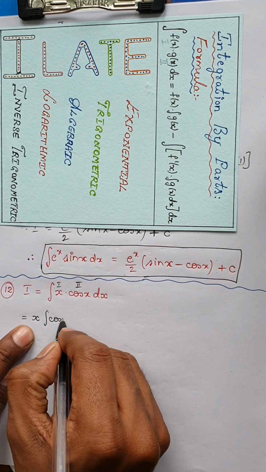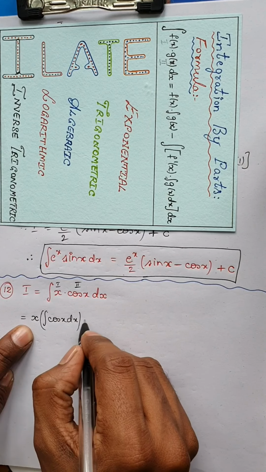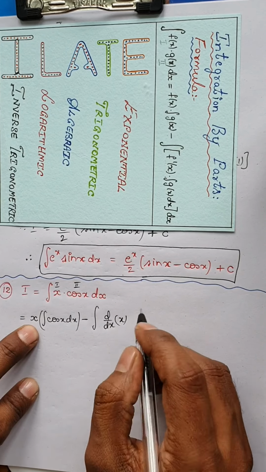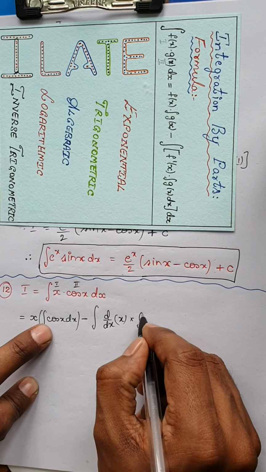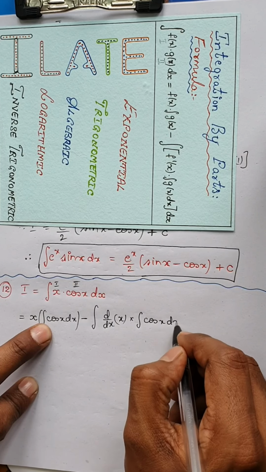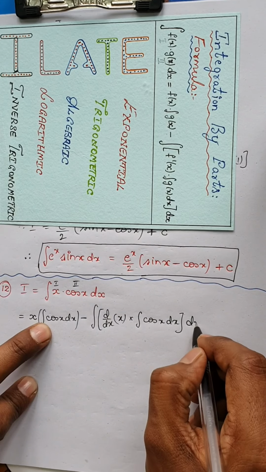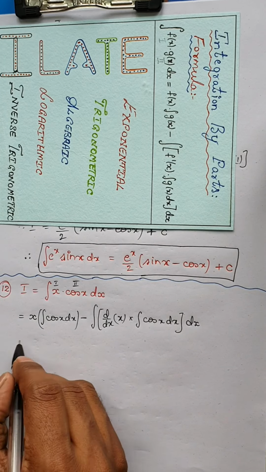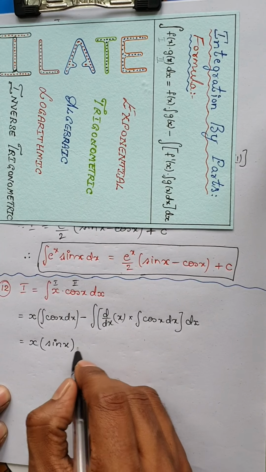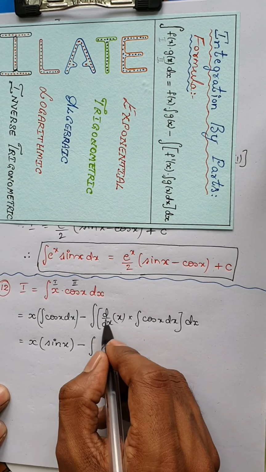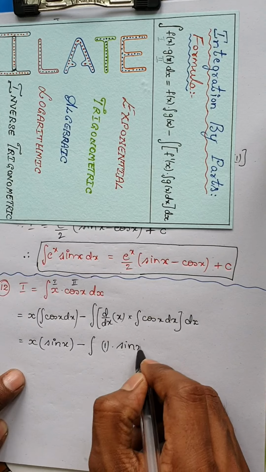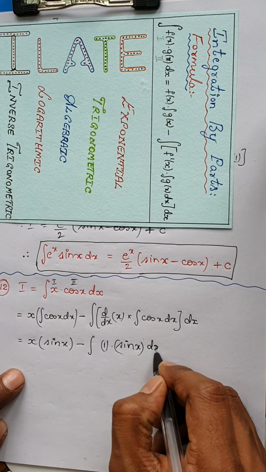So that is integral of cos x dx, right, minus integral of derivative of this function which is x, okay, into whatever you have taken, write it as it is, integral of cos x dx. This is integrated with respect to x. Okay, so this is nothing but x into, we all know integral of cos x is nothing but a standard integral, it is sin x, right, minus integral of, now derivative of x with respect to x is 1 into integral of cos x is, as I told you, it is sin x into dx.